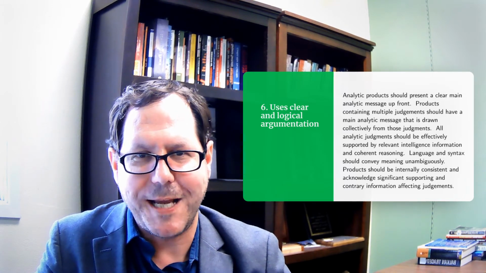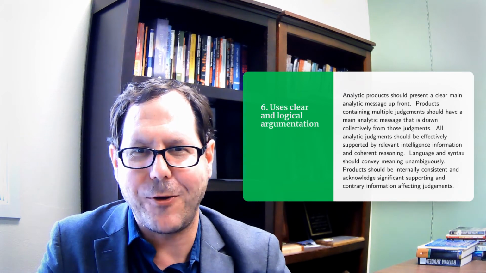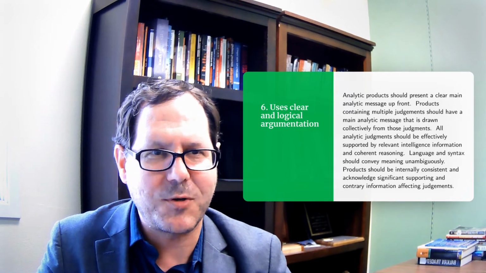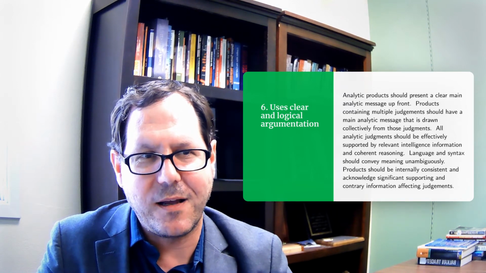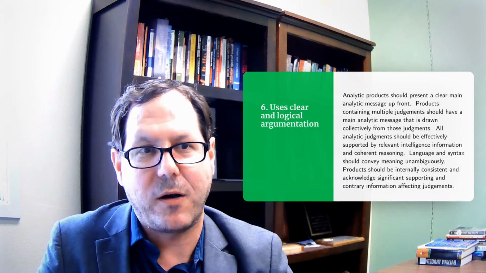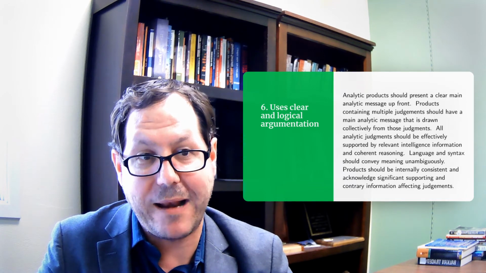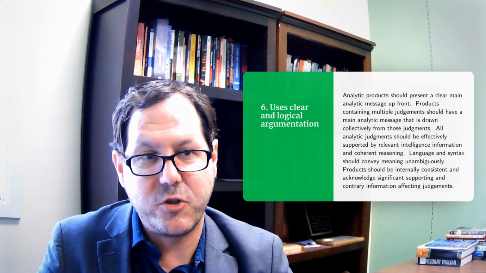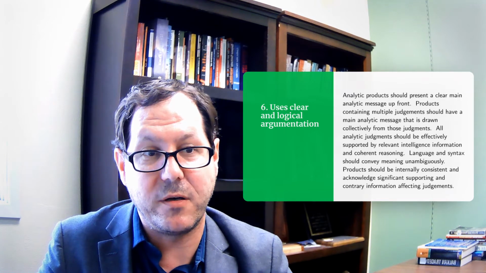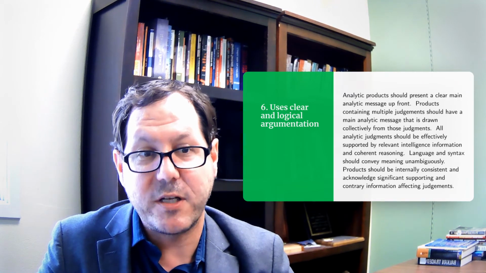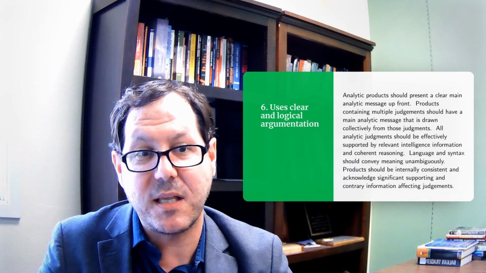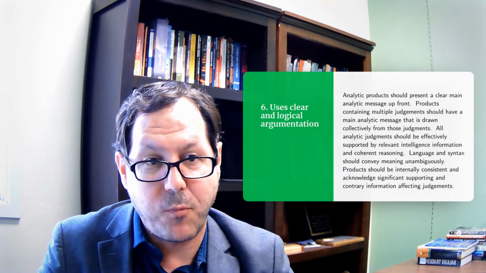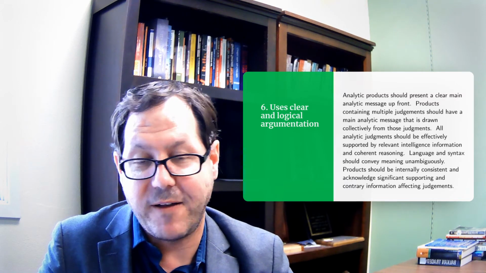Uses clear and logical argumentation. I think this is just good advice, although we'll talk about critical thinking and what this can look like in a subsequent video. Analytic products should present a clear main analytic message up front. Products containing multiple judgments should have a main analytic message that is drawn collectively from those judgments. All analytic judgments should be effectively supported by relevant information and coherent reasoning. Language and syntax should convey meaning unambiguously. Products should be internally consistent and acknowledge significant supporting and contrary information affecting judgments.